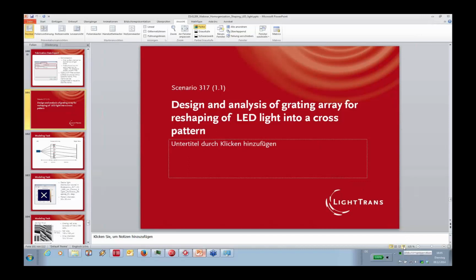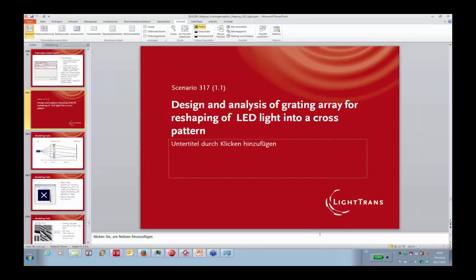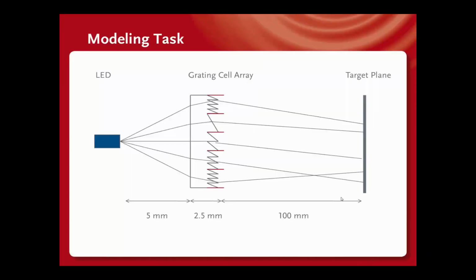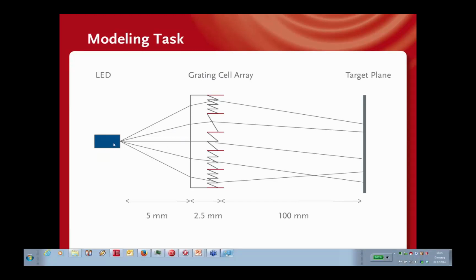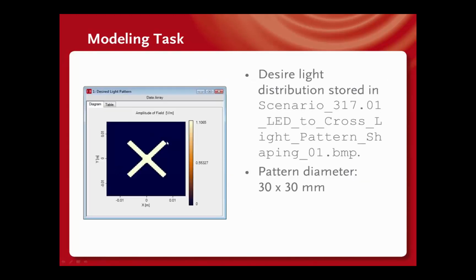So now let's come to the final sample that I would like to show you. This is the design of a grating cell array for the generation of a cross pattern. Let's consider the following optical setup. We have an LED, 5 millimeters. In front of the LED is a grating cell array. The substrate thickness is 2.5 millimeters, and the goal is to generate, at a distance of 100 millimeters at a target plane, a cross pattern that looks like this.